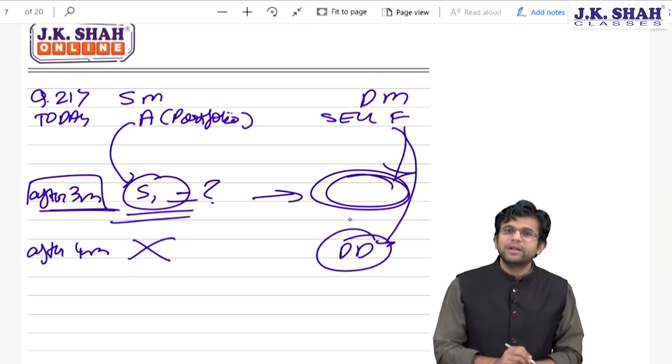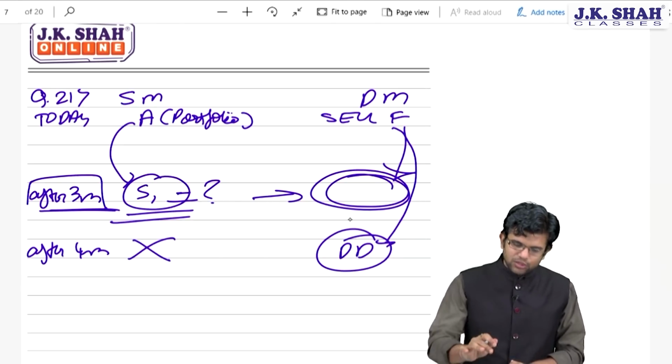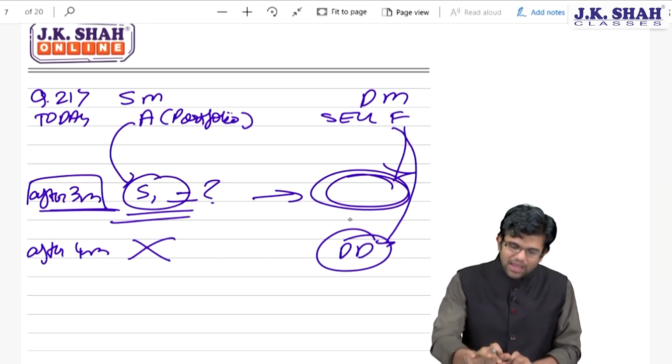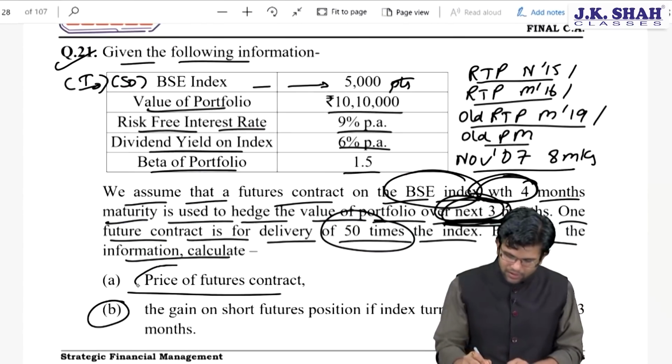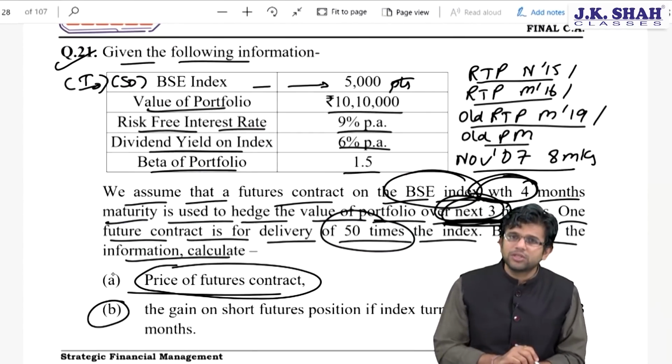We will not be going till the end of month 4. I hope you understood. All right. So now this is the scenario. And now they are asking you point number 1. What is the price of the futures contract?